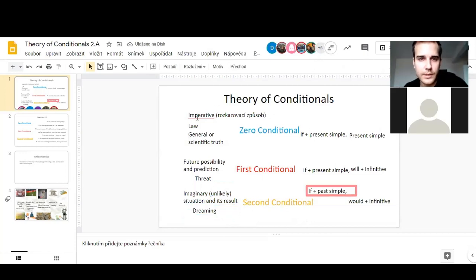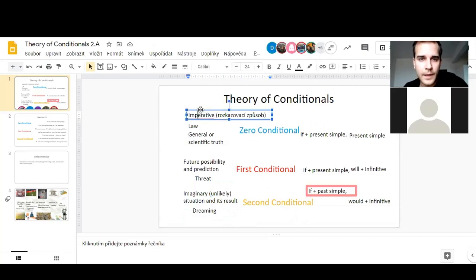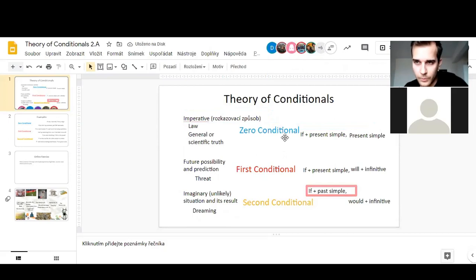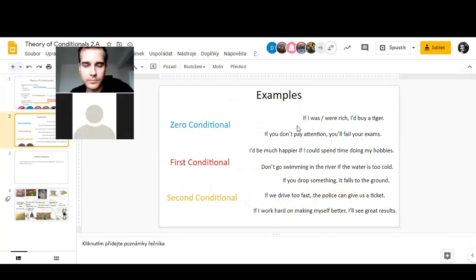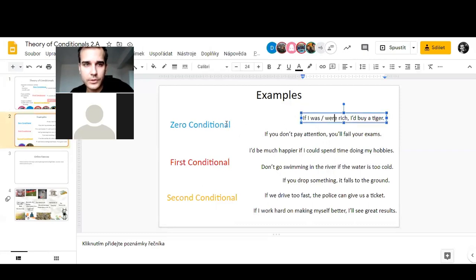Now don't move it, now it's all good. As you see here, we have three conditionals here. And in English, there are more, but these three are the most important. Okay, now when it comes to the situations, let's see the possible scenarios. We have them here. Okay, so now gentlemen, I have left some sentences over here and I want you to put the correct sentences to the right conditional.